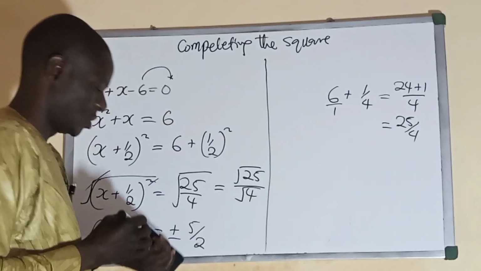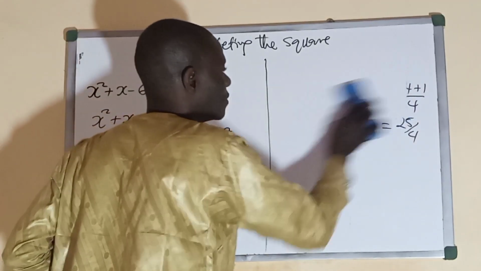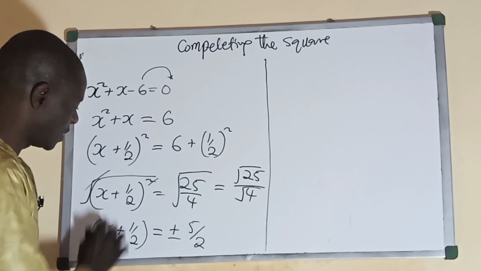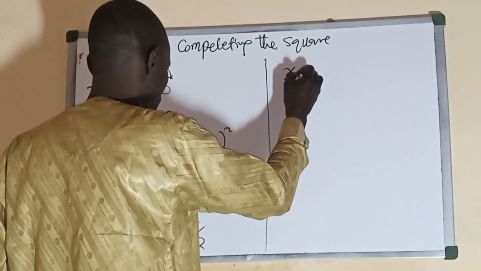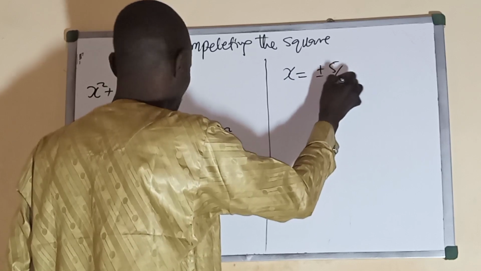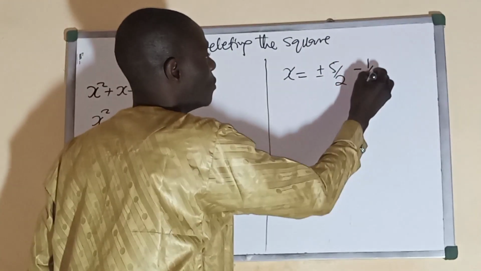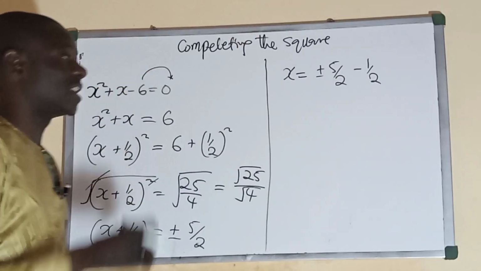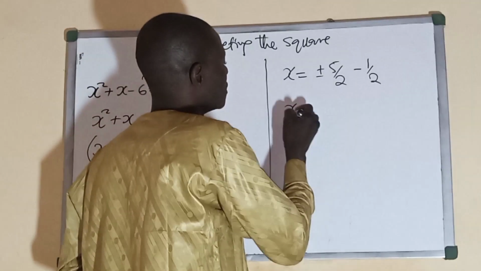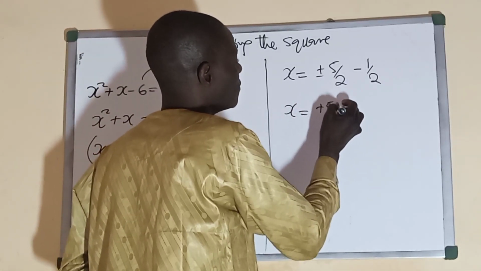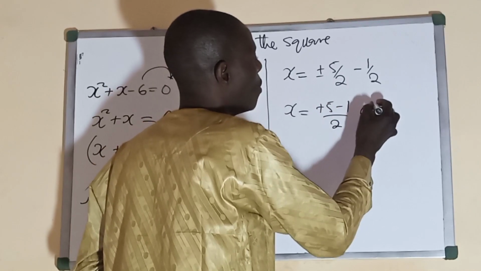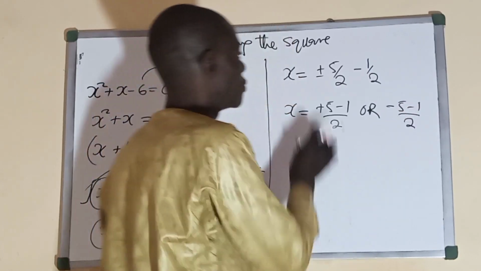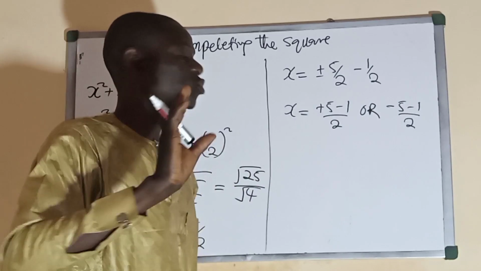So let us continue. From here, let me clean this side and continue to find the value of x. Here this 1 over 2 should be taken to the other side. So we have x equals plus or minus 5 all over 2 minus 1 all over 2. We open the bracket and take this to the other side. So here we have x equals plus 5 minus 1 over 2, or, I hope you are following, minus 5 minus 1 all over 2. Because we have plus or minus, we have to assume two values of x.